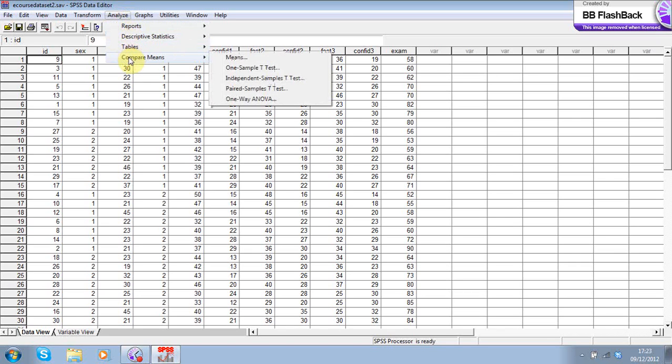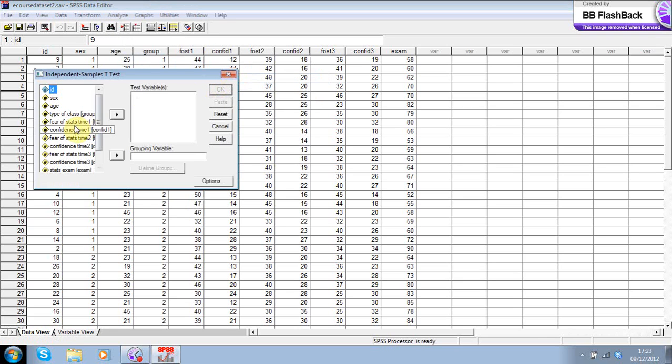You will see the option to compare means. Go down to independent samples t-test from there. And we need to first of all select our grouping variable. So what do we want to know? Well, we want to know whether students on the confidence building course do better on the academic confidence scale than those who did the math skills course.